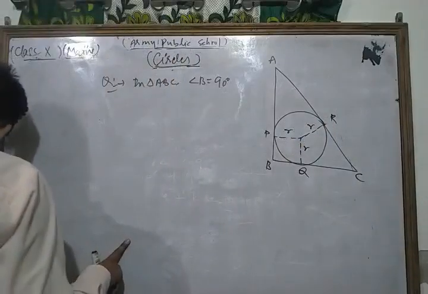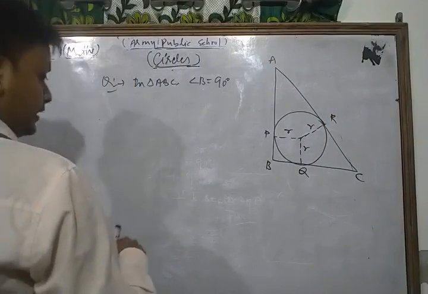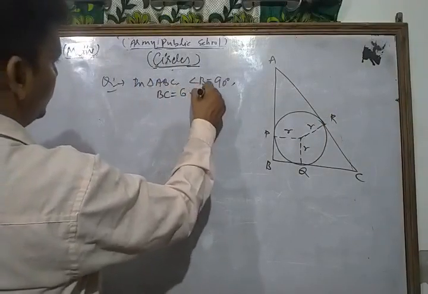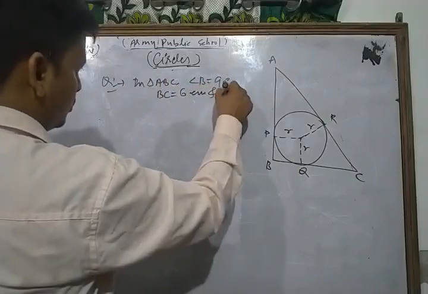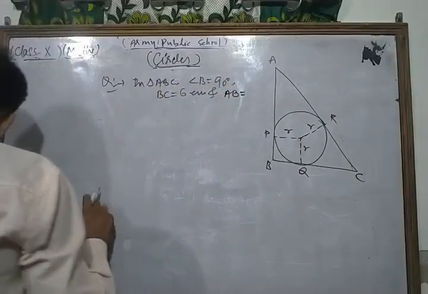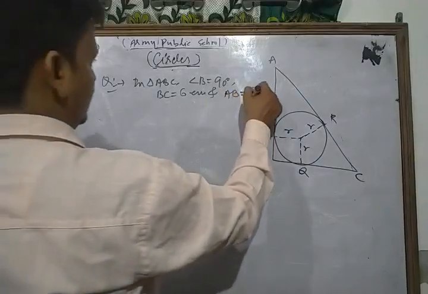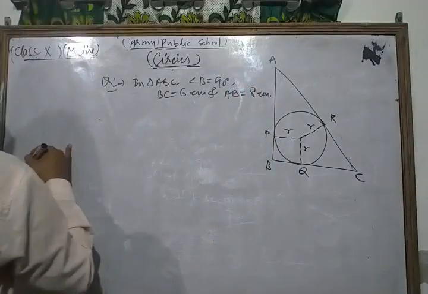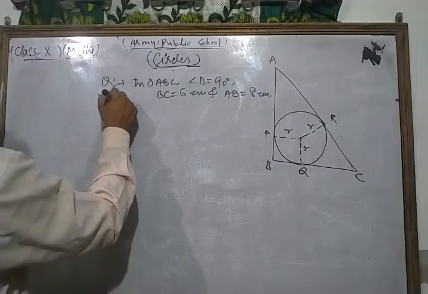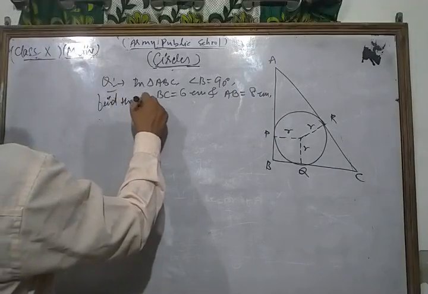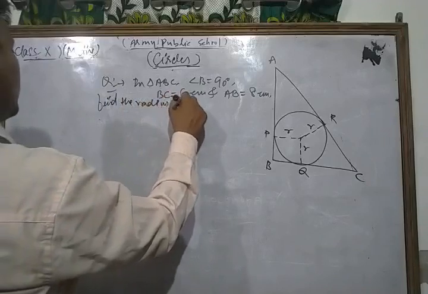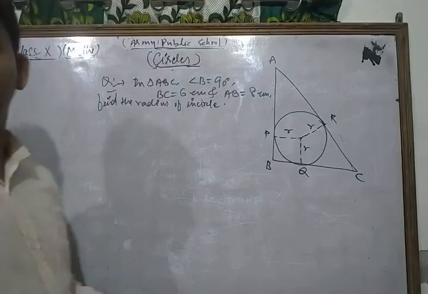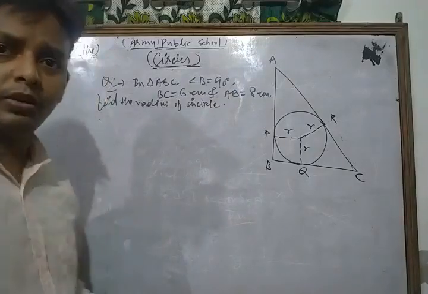It is given that BC is equal to 6 centimeter and AB is equal to 8 centimeter. Find the radius of the incircle. Okay, now let's see its solution.